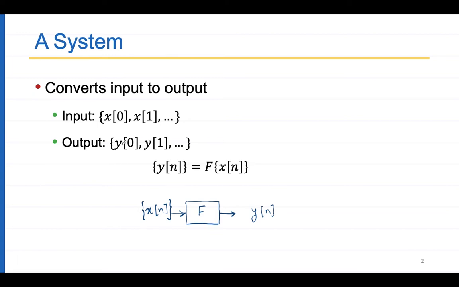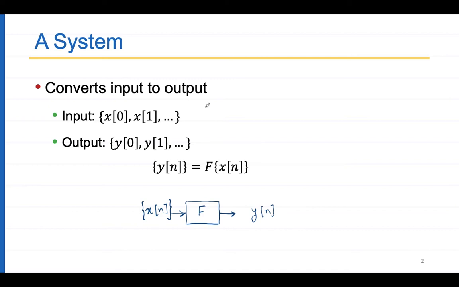So in this video, we'll be discussing discrete time systems. First of all, let's try to understand what a system is. A system converts an input to output. What's the input in this case? It's just a sequence of numbers, right?